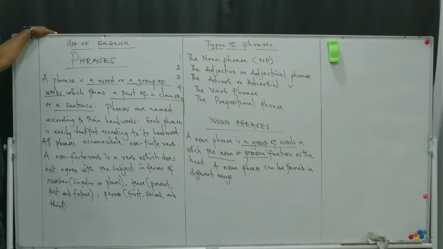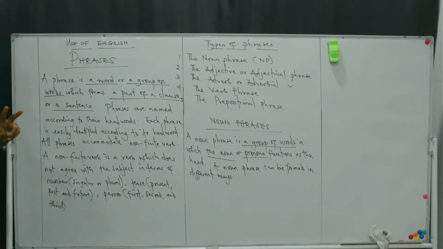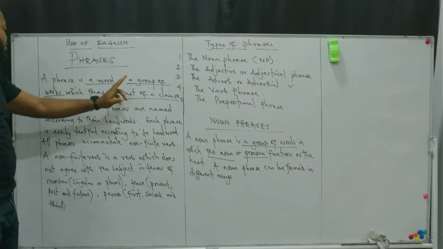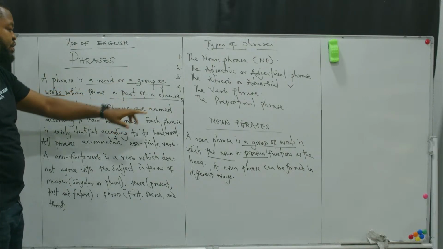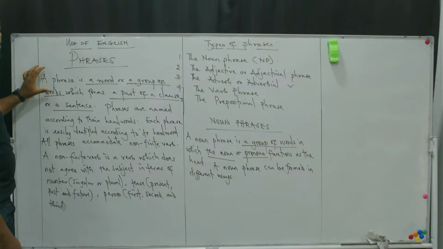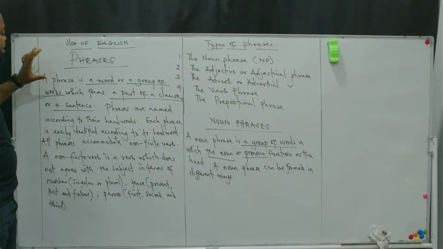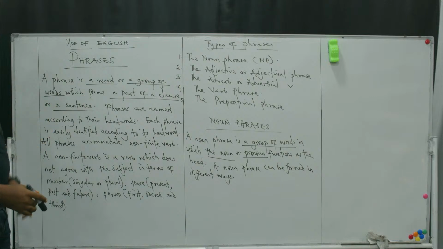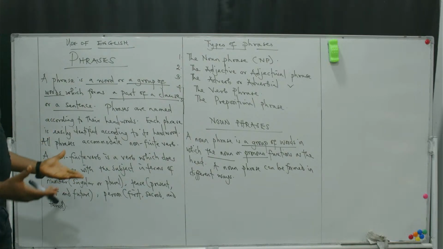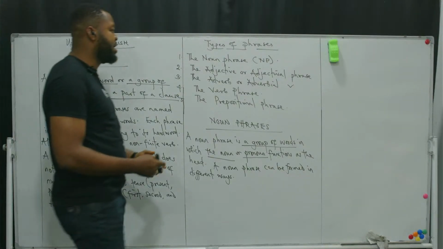So there are basically 2 definitions. The first definition is that a phrase is a group of words which forms a part of a sentence or a clause. The second definition could be that a phrase is a group of words without a finite verb. That's another way that you can have it.